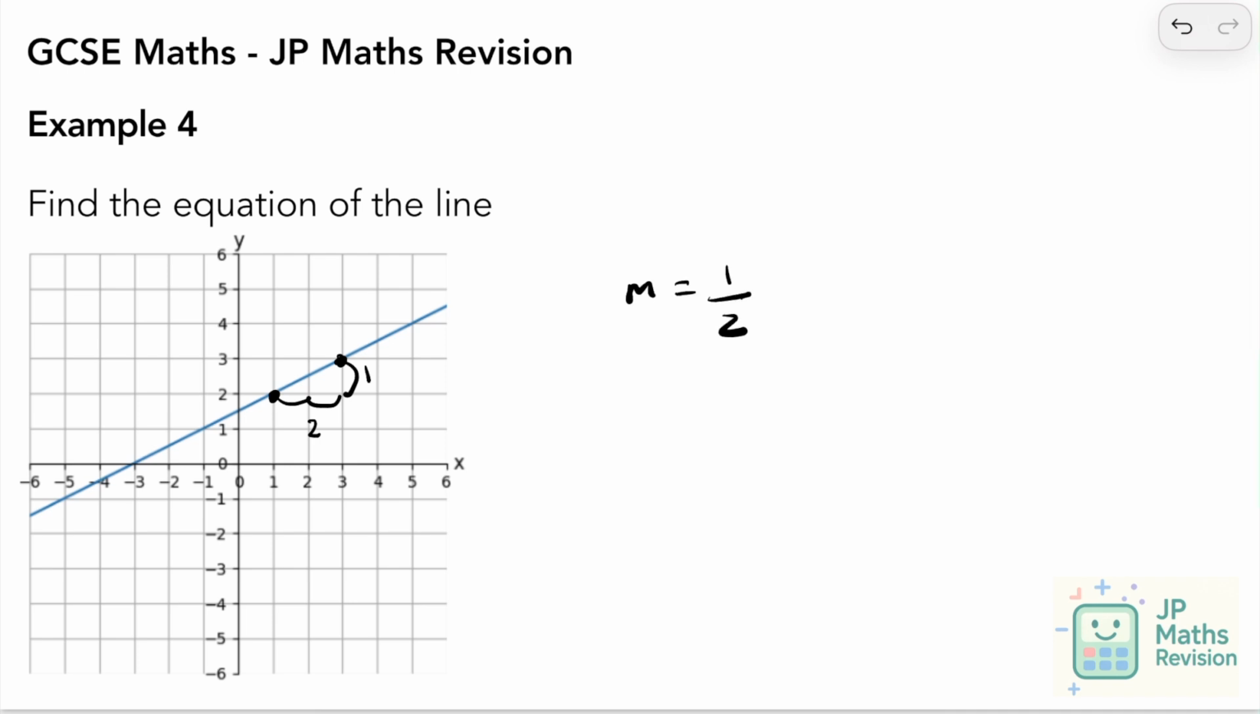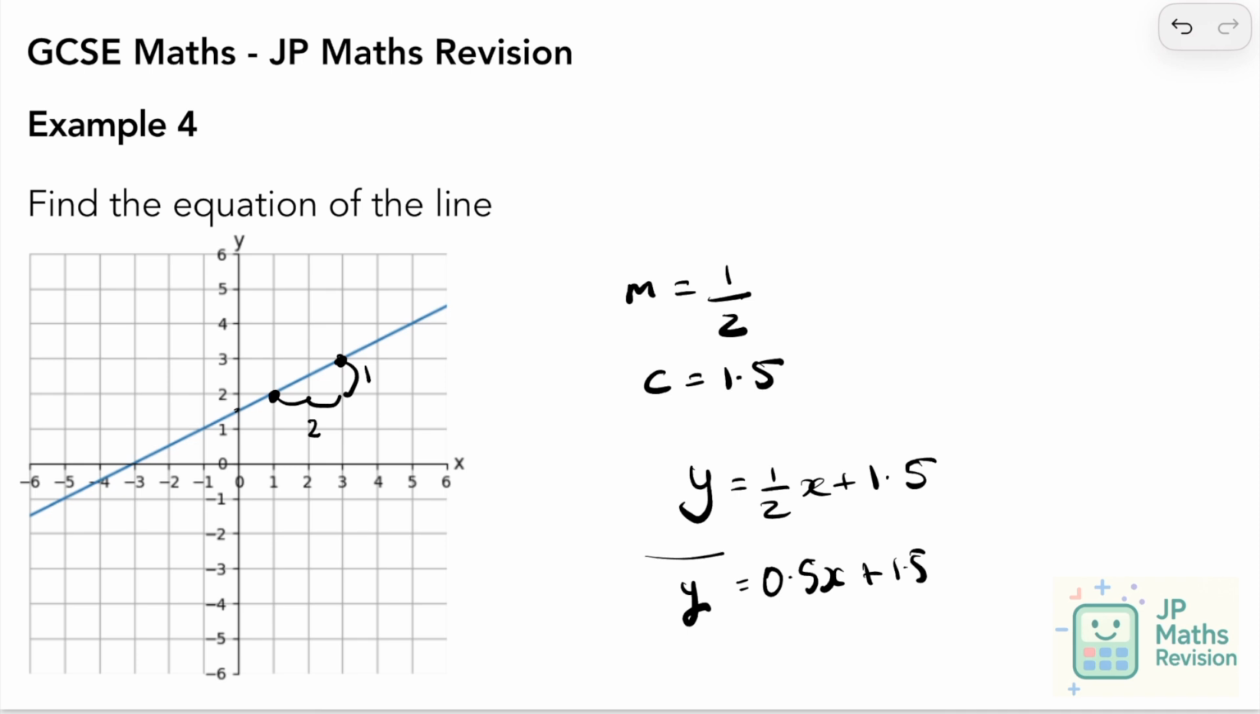And the y-intercept, we can see that it cuts the y-axis. It looks like around 1.5. So I'm going to put c is 1.5. So the answer is y equals a half x plus 1.5. I could also write this as 0.5x plus 1.5, just so they're both decimals.